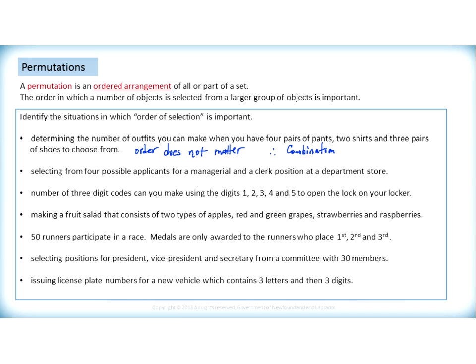In the next example, selecting from 4 possible applicants for a managerial and a clerk position at a department store. In this case, order does matter because the applicant cannot be both a manager and a clerk at the same time. So in this case here, order does matter, so this would be an example of a permutation.